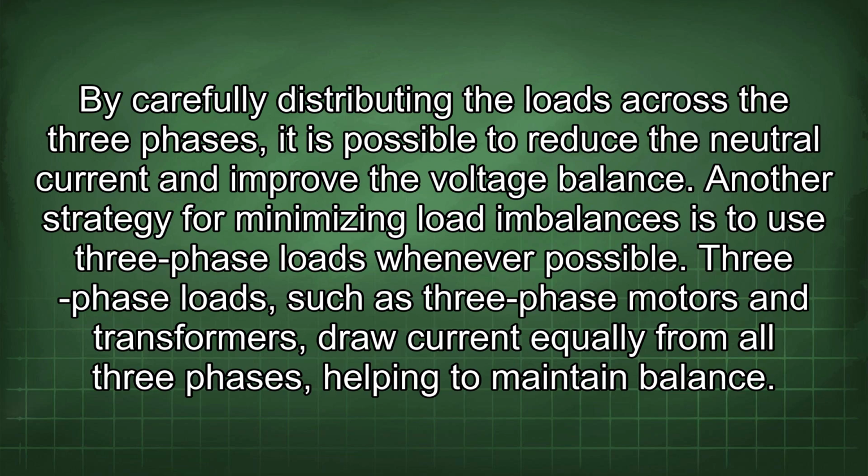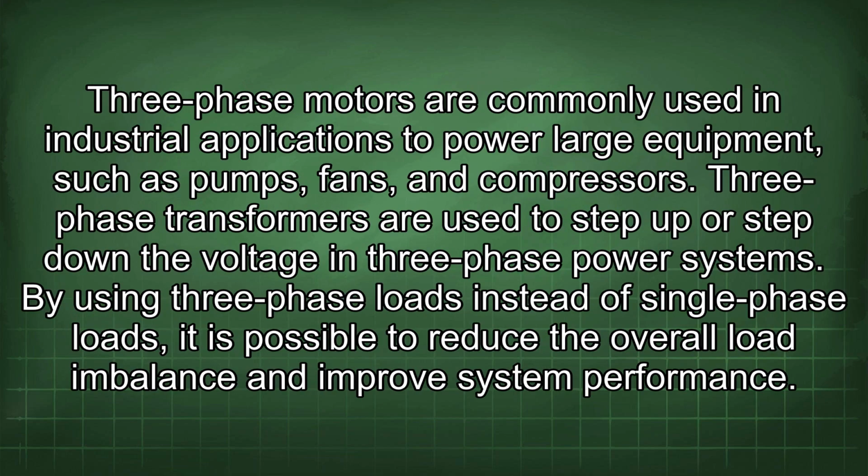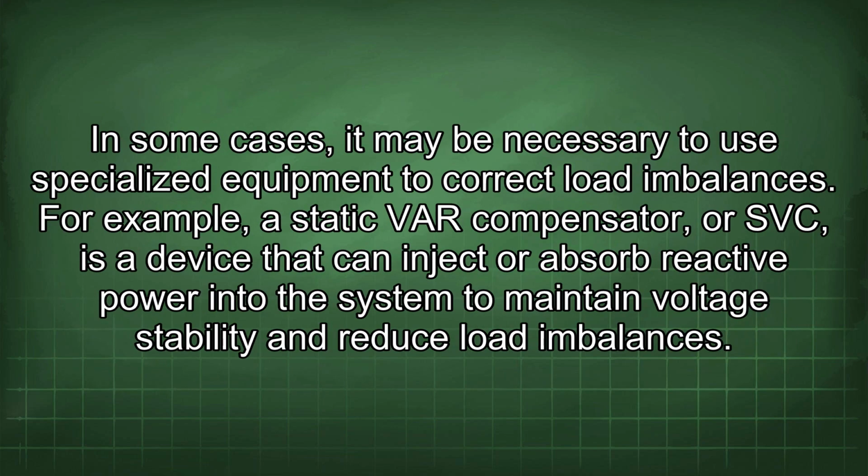Another strategy for minimizing load imbalances is to use three-phase loads whenever possible. Three-phase loads, such as three-phase motors and transformers, draw current equally from all three phases, helping to maintain balance. Three-phase motors are commonly used in industrial applications to power large equipment, such as pumps, fans, and compressors. Three-phase transformers are used to step up or step down the voltage in three-phase power systems. By using three-phase loads instead of single-phase loads, it is possible to reduce the overall load imbalance and improve system performance.